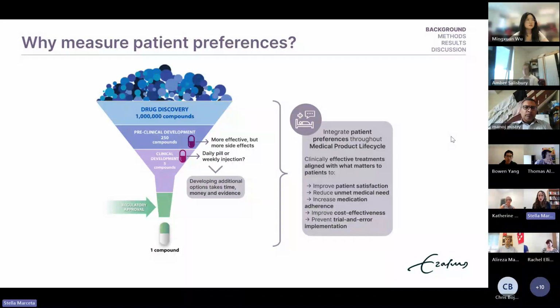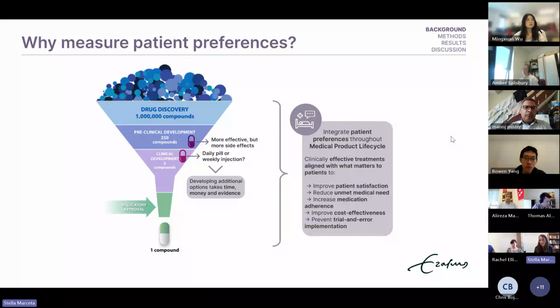And recently there's been a push to integrate patient preferences throughout this medical product life cycle at different stages, so that you would still develop clinically effective treatments, but also make sure they're aligned with what matters to patients. The idea is that that will improve patient satisfaction, reduce unmet medical needs, increase medication adherence, and thereby potentially improve cost effectiveness of drugs, and also help planning and prevent trial and error implementation.